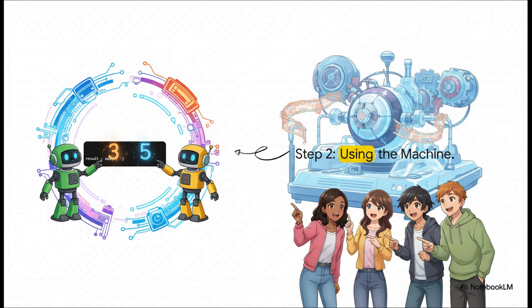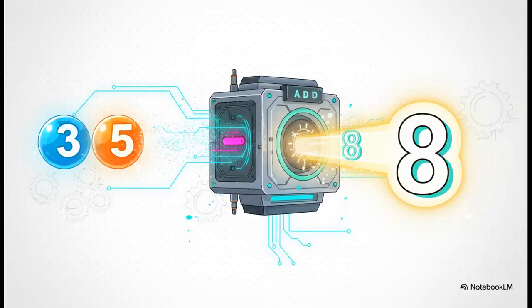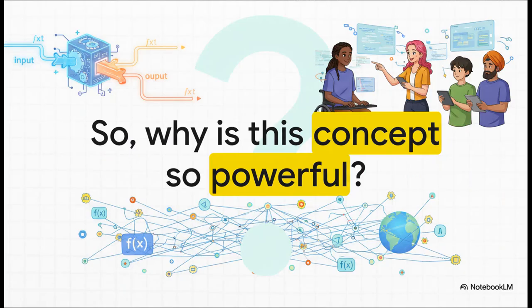Okay, the machine is built. Now for the fun part, using it. This next line of code is where we call our add machine to actually do its job. We're putting the number 3 into that a slot and the number 5 into the b slot. And what do we get? Boom, the number 8. Our little add machine took the 3 and the 5, followed its one simple instruction, and spit out the answer. So you see, we just completed the whole cycle, an input of 3 and 5, a process of addition, and an output of 8. Okay, that's pretty neat, right?